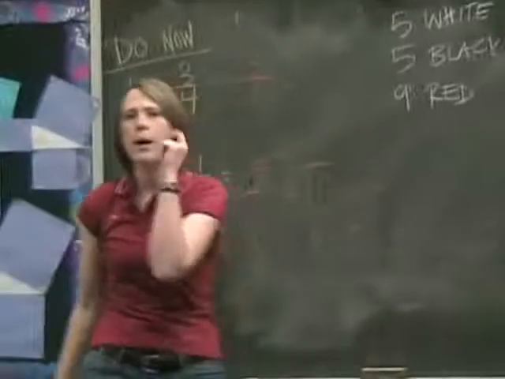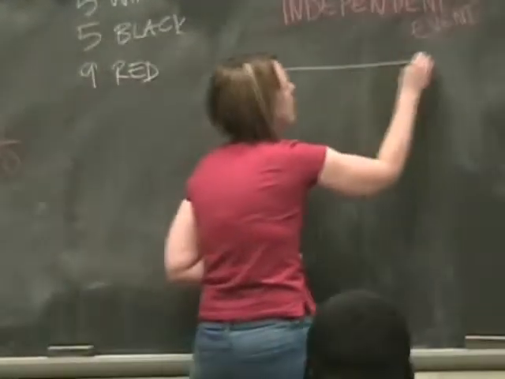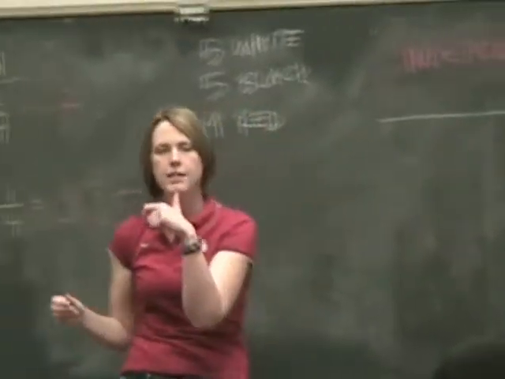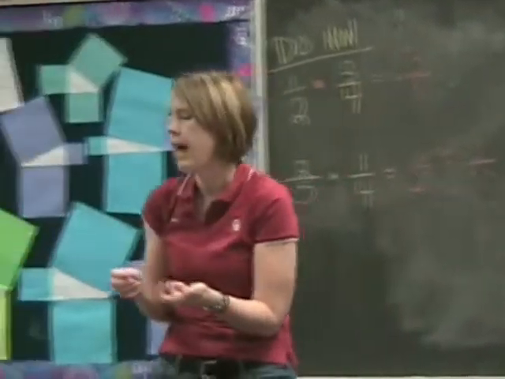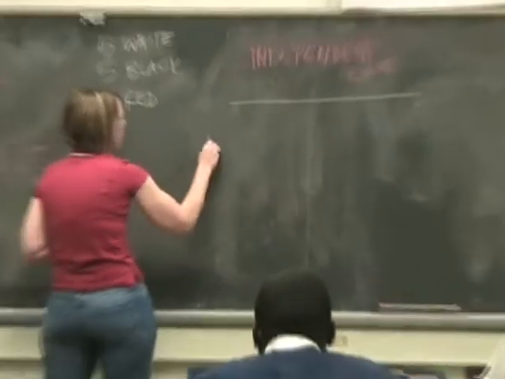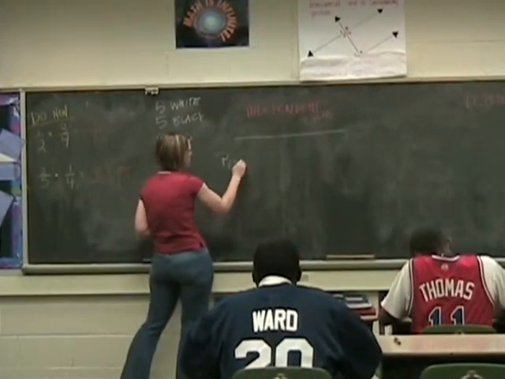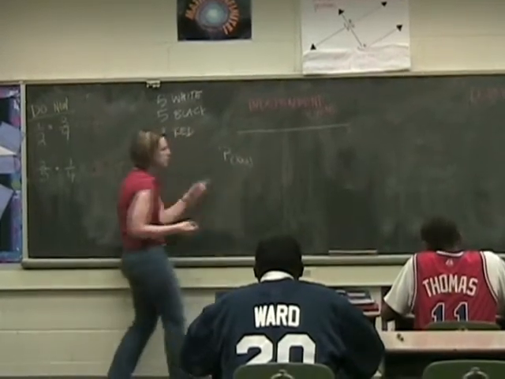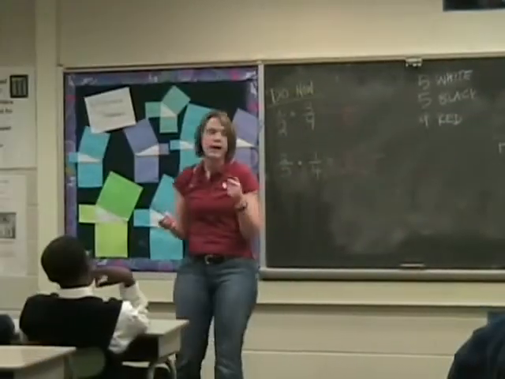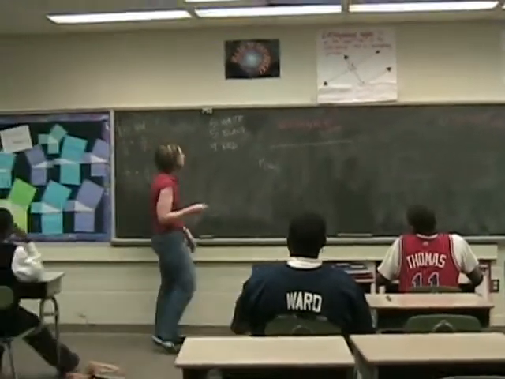Okay. So we're going to talk about independent events first. Okay. So an independent event is an event that happens and then the odds of something else happening don't rely on what happened first. So for example, first let's look at what would be the probability of choosing red. So this means probability of choosing red. How many total cubes do I have in my hat? 19.